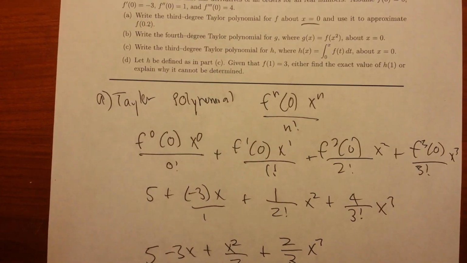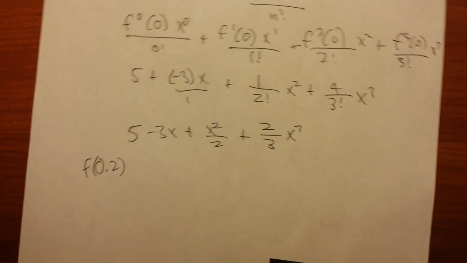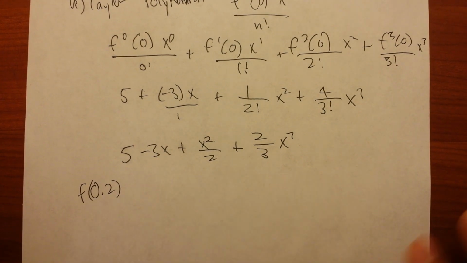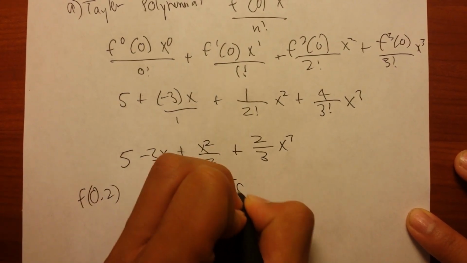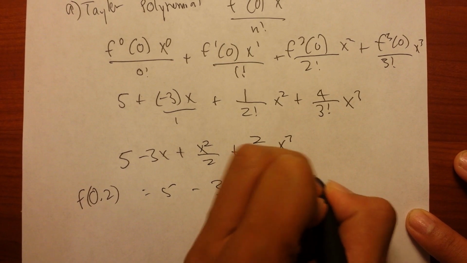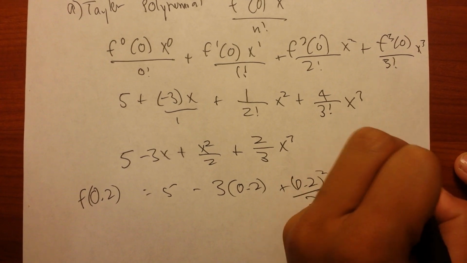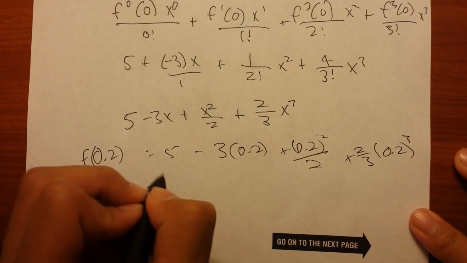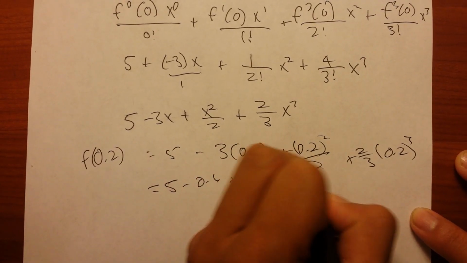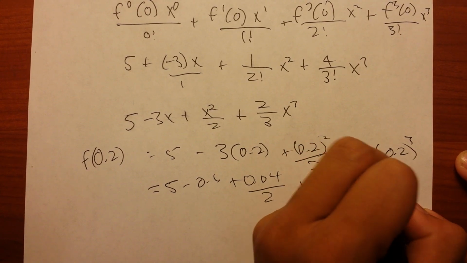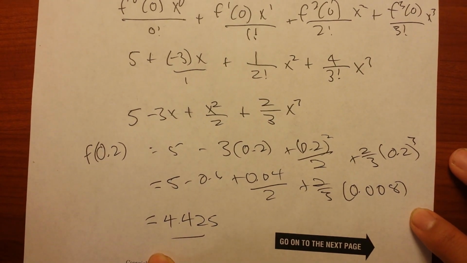Now, to approximate f of 0.2, we can simply substitute x equals 0.2 into our third degree Taylor polynomial. So we get 5 minus 3 times 0.2 plus 0.2 squared over 2 plus 2/3 times 0.2 cubed. And this is equal to 5 minus 0.6 plus 0.04 over 2 plus 2/3 times 0.008. This is approximately equal to 4.425. So this is our answer to part A.